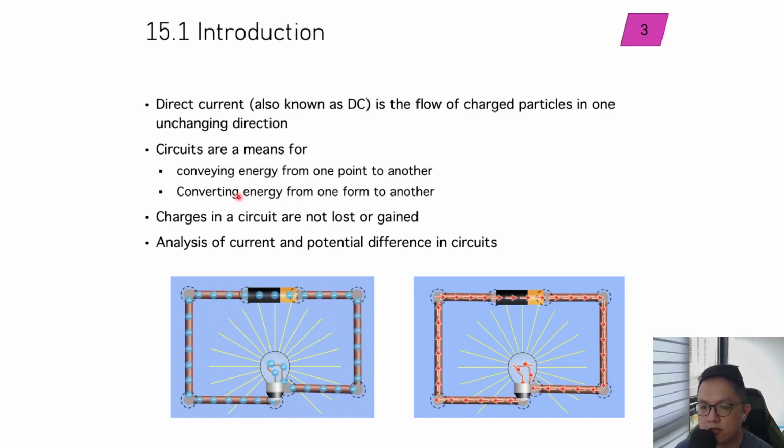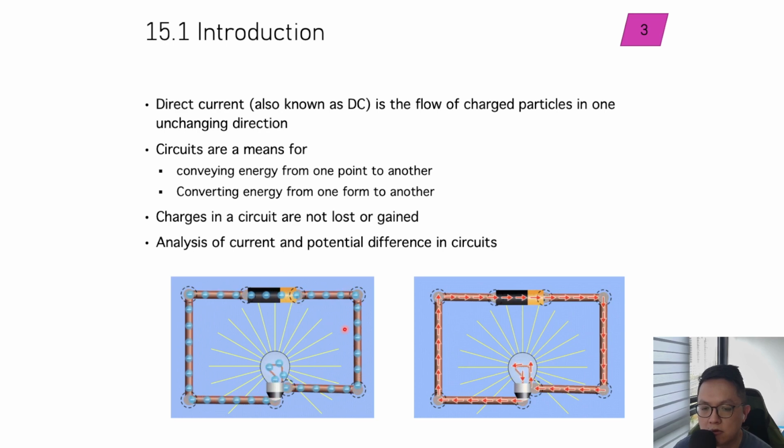So this converting energy from one form to another, you have learned it under current of electricity when you talk about potential difference. And we also learned that charges cannot be destroyed. We cannot gain extra charges in the circuit, nor do we lose any of them. Okay, and for this chapter we'll be analyzing current and potential difference in circuits.